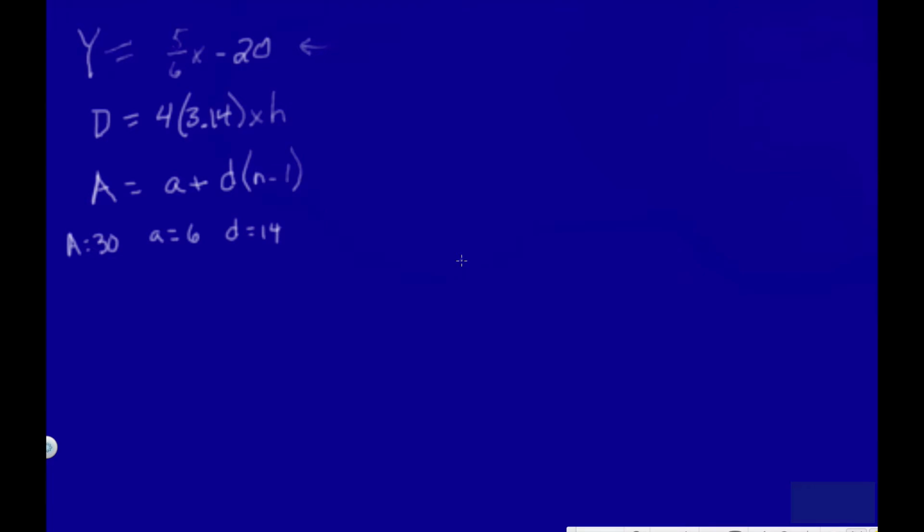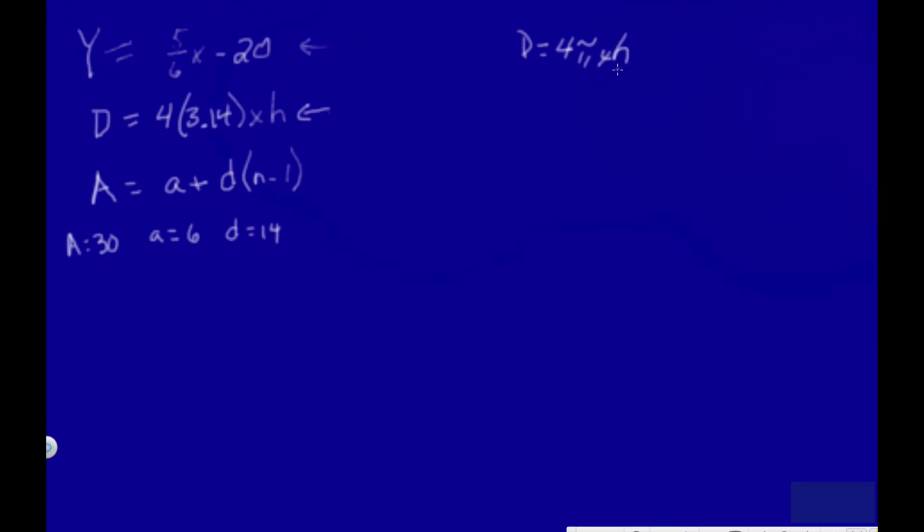Okay, so the next one we have here is d equals 4 times 3.14 xh. We're going to basically solve for x is the question. To simplify this, we're going to change 4 times 3.14 to 4 times pi, and again, you can do the multiplication quite easily. So this is going to be 4 pi times xh.